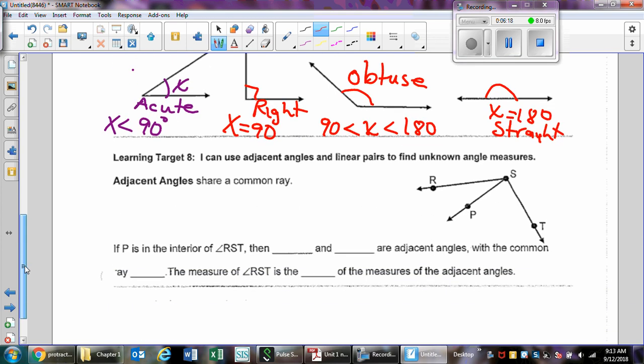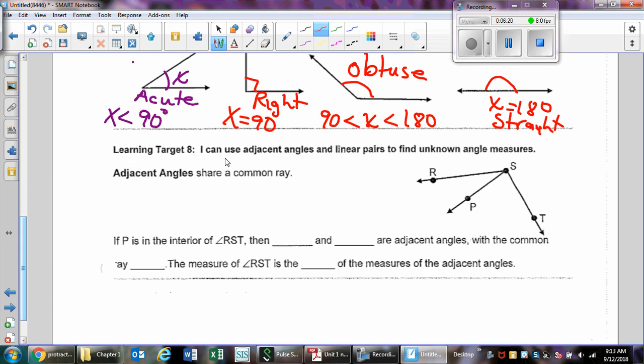All right, the next learning target we're going to focus on is: I can use adjacent angles and linear pairs to find the unknown measure. So what is an adjacent angle? That's a very good question, because if I'm talking about something, you need to understand the definition. Adjacent angles share a common ray. Adjacent usually means next to each other. If I say these two buildings are adjacent, you know they are next to each other. If I say they're opposite, you know they're across from each other.